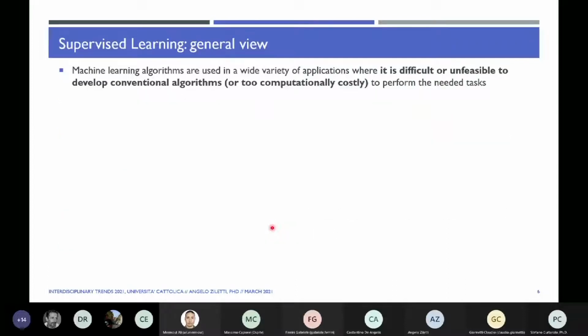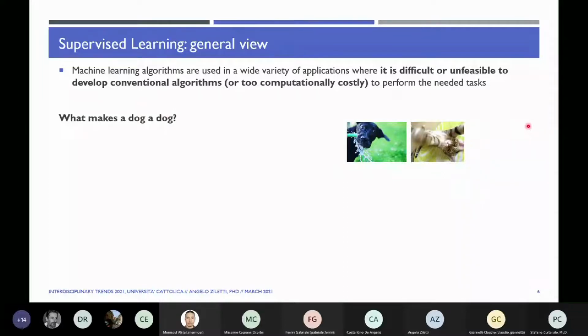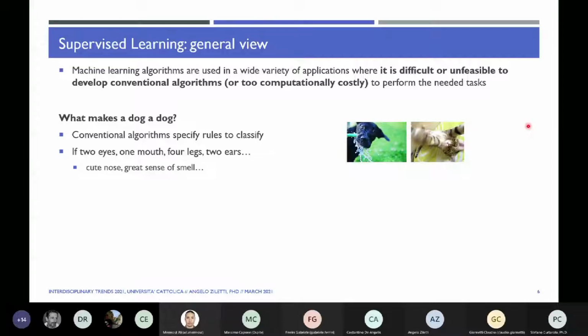So let's go a bit into details of this sentence. Machine learning algorithms are used in a wide variety of applications where it is difficult or unfeasible to develop conventional algorithms. What I actually mean by that, I think it's useful to look into. So think about it: what makes a dog, right? If you want to make a conventional algorithm, you need to specify rules to say when a dog is a dog. Or in physics, you need to have a physics law for that. But if you start defining rules, then you say, okay, the dog has 2 eyes, 1 mouth, 4 legs, and 2 ears. But that's not really enough, right, to define a dog. So you say, okay, now it should have a cute nose, great sense of smell, and you know that it becomes ridiculous, right? It's impossible to define rules to define what actually a dog is.